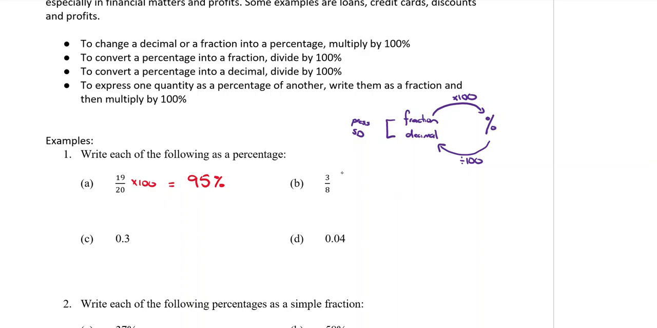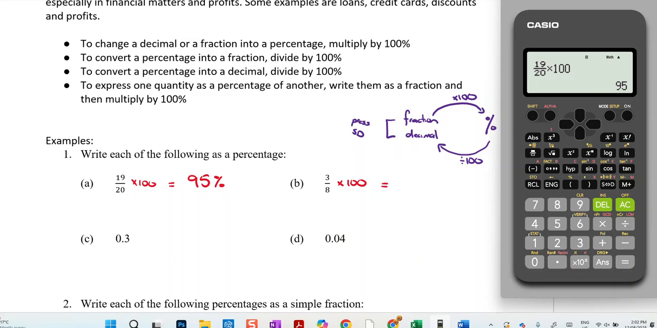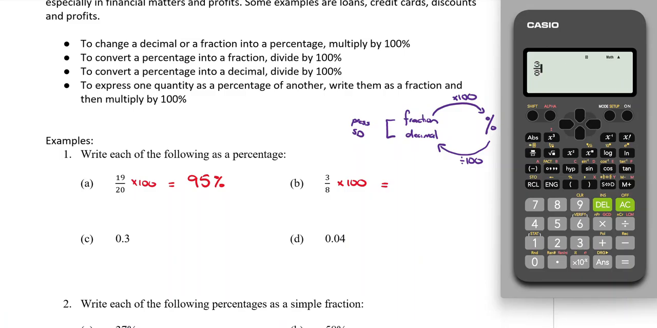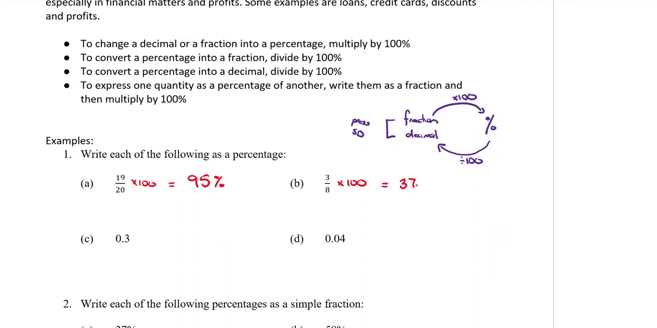So part B, we have 3/8, which is a fraction. To turn that into a percentage, I'm going to multiply by 100. So because 75/2 doesn't make much sense as a percentage, I'm going to press that SD button and write that down as 37.5%.